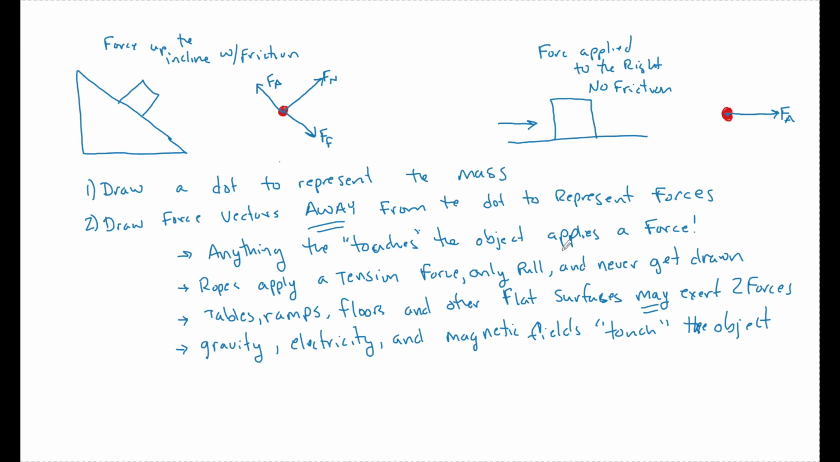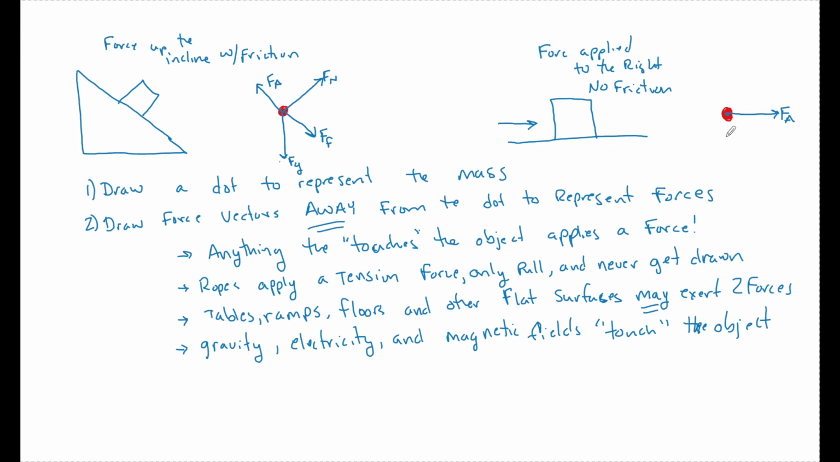There's no ropes or springs. We already touched upon these. And is there gravity, electricity, and magnetic fields present? Yes, there is gravity, and gravity always points in the downward direction, FG. So these are going to be the four forces that act on this box.